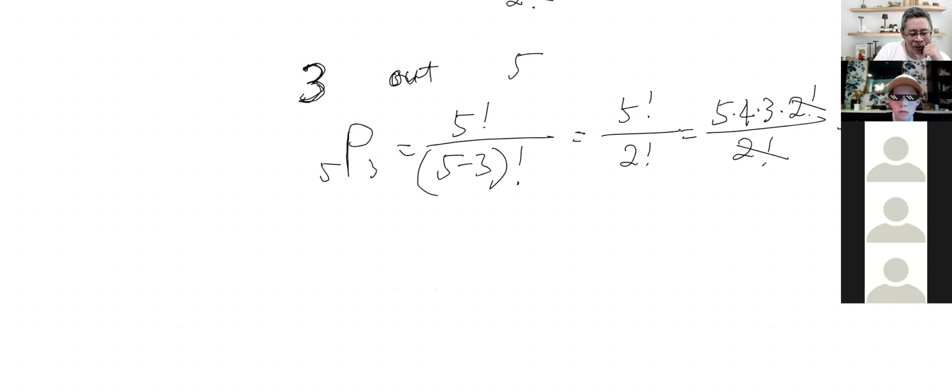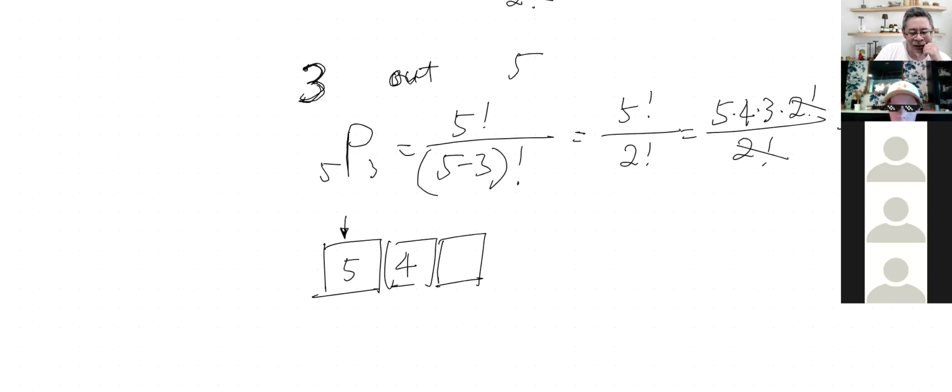And without the formula, you can also see why that is the case. For the first one, we got 5 choices. Once we put down the first book, we have 4 choices left. Then we have 3 left. So therefore, it's 5 times 4 times 3. That's exactly the same number. But with the formula, we can do that much faster. Okay. All right, are we good on this one?